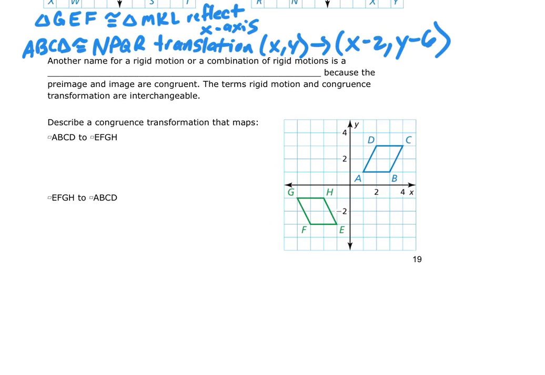Okay, another name for a rigid motion or a combination of rigid motions is what we call a congruence transformation. And all that means is we've done a transformation that has maintained congruence. Congruence means the two figures are going to be exactly the same. I'm going to transform them, but I'm not changing the size of the figure. I'm going to maintain the congruence of the two figures. All the sides are the same length. Everything about them will be the same.